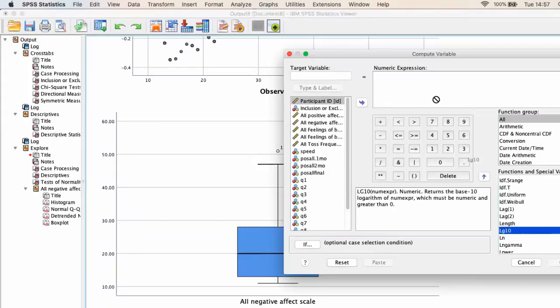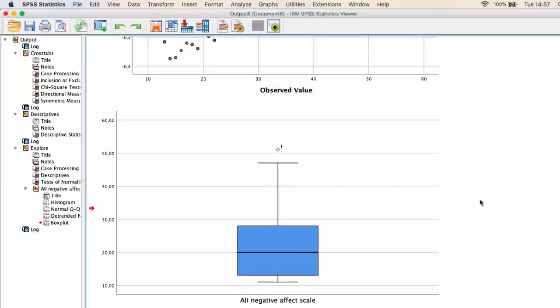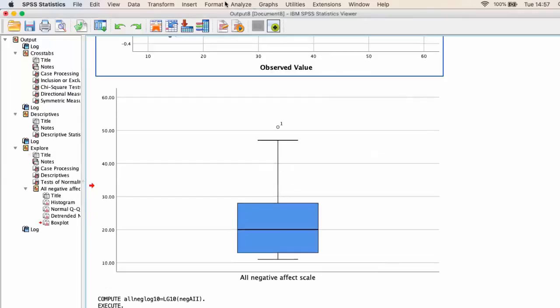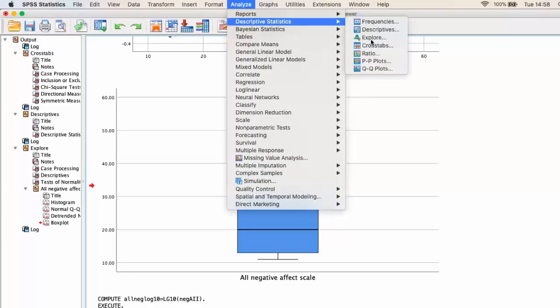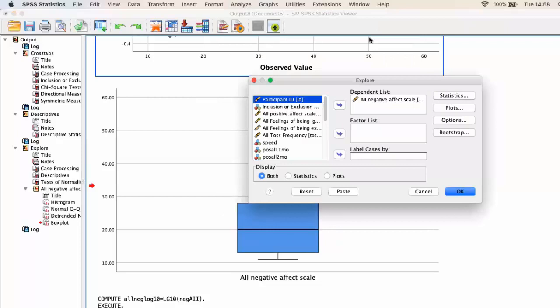Drag it up there, and put all negative affect inside the parentheses. Make sure that's in there. Then type in a new name for it. I'll just type in all negative log 10 so we know what it is. Okay. And then you just rerun it. You go to Analyze, Descriptives, Explore. Since your data is probably already in there, you just go back to OK. So you just do it again.